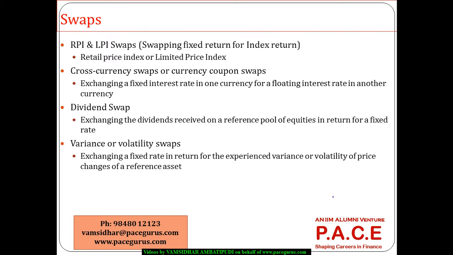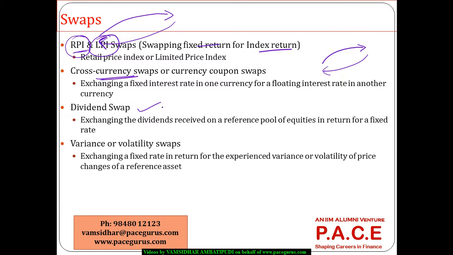And today there are even more different varieties of swaps, wherein the return on some index is being paid and a fixed rate of return is received. So swapping the fixed return for an index return, I can use some index. I don't need to use a stock index. I don't need to use a bond index. I can use a property index. I can use a retail price index. I can use a limited price index, whatever it is. Or I can talk about a cross currency swap, right? Fixed rate in one currency, floating rate in the other currency. So it's a combination of both an interest rate swap as well as the exchange rate.